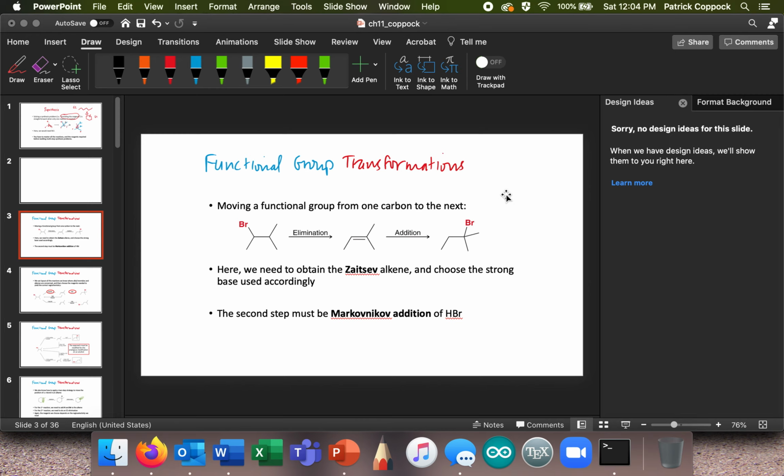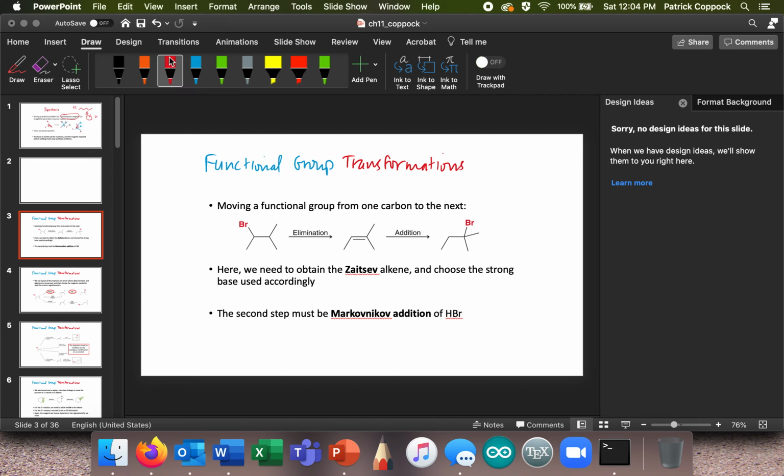Okay, so let's go back and look at some things that we've learned in the past. We want to take some extra time now to categorize the different skills that we've built up to this point. So first, let's consider functional group transformation.